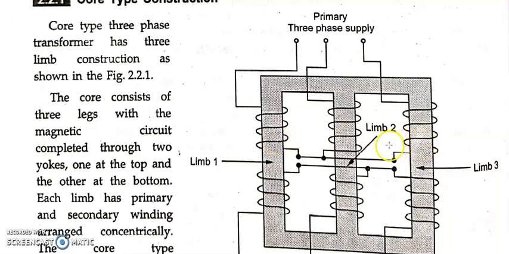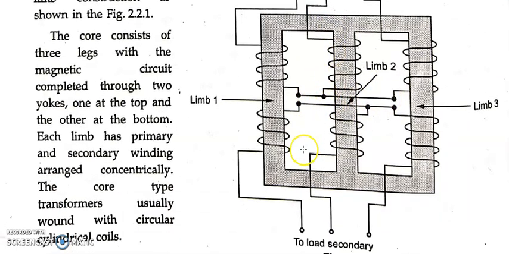On the three limbs we are going to connect the primary as well as the secondary winding. This will act as the primary winding, which is connected in the star fashion. You can see all the ends have been shorted. Again this is the secondary side, and here also it is star connected. We shall learn about star, delta and everything in the coming classes, but for just now you just understand this.